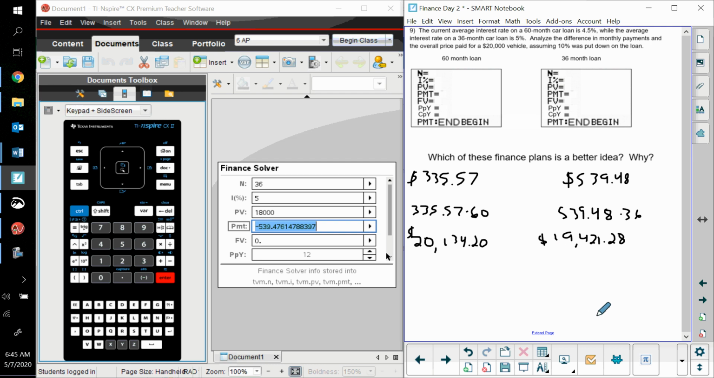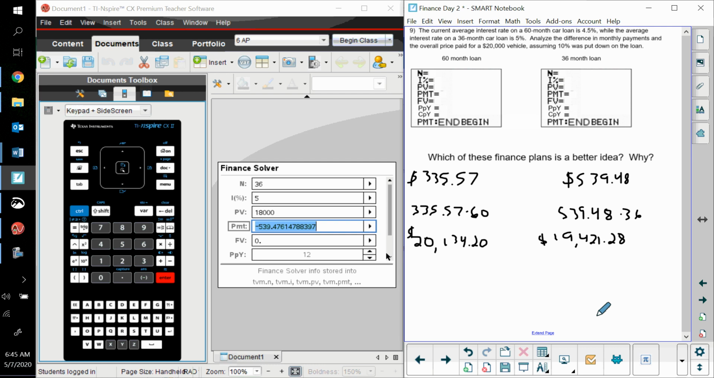So which of these plans is a better idea? Well, the pros for the 60-month loan are each month you get to pay a little bit less. So that means your monthly expenses, you might have more money per month to put elsewhere. The pros for the 36-month loan are in the long run, you're going to pay out less money for that car. Okay, around like $700-ish or so. Also, you're done paying off the loan 2 years earlier.